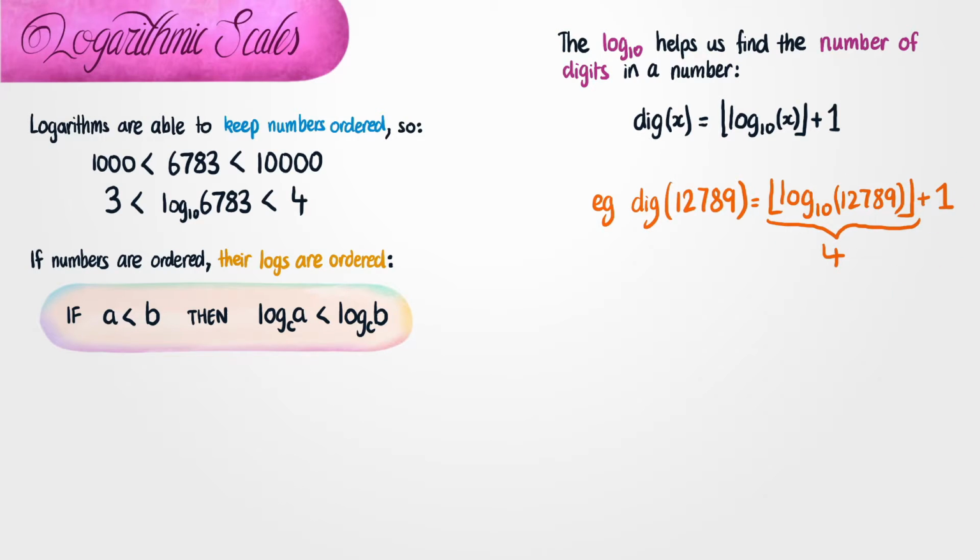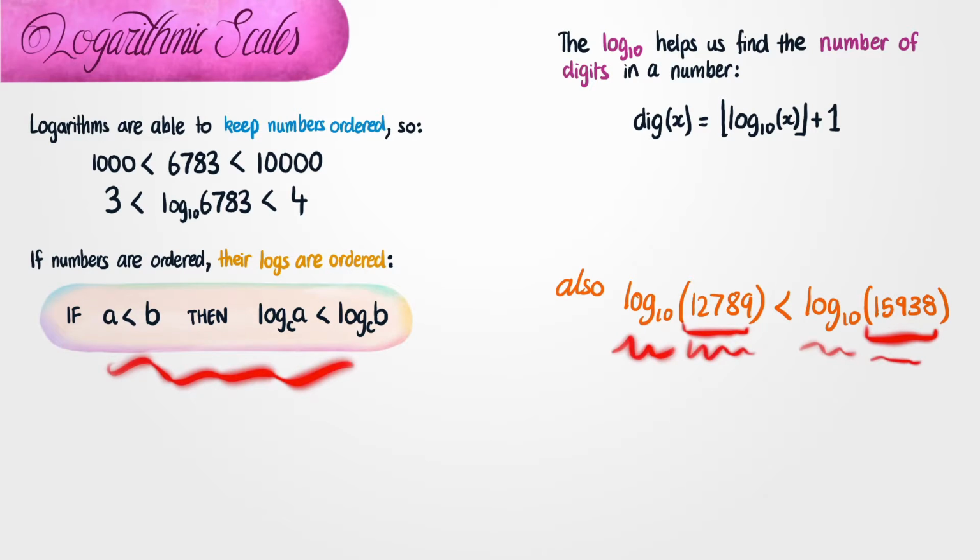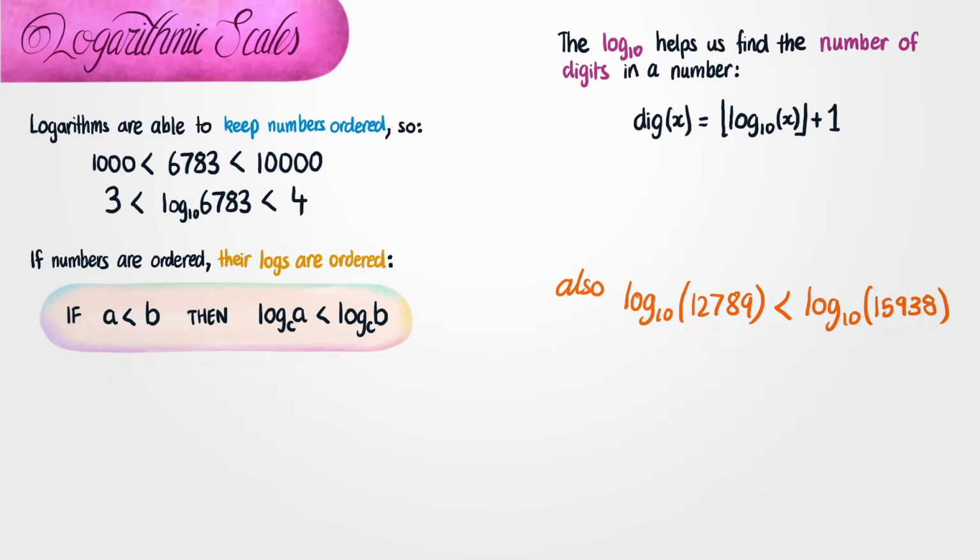Now, throughout this whole discussion, I didn't actually need to find the value of the log base 10 of 12789 or the log base 10 of 6783. It's going to be a number between 3 and 4, but we didn't talk about which number that actually is. So to explain this further, I've just gone ahead and picked another random number to illustrate this point. We can see that 12789 is smaller than 15938. And therefore I'm saying that the log base 10 of 12789 must be smaller than the log base 10 of 15938. Now this is something I'd like to actually demonstrate by typing both numbers into a calculator.